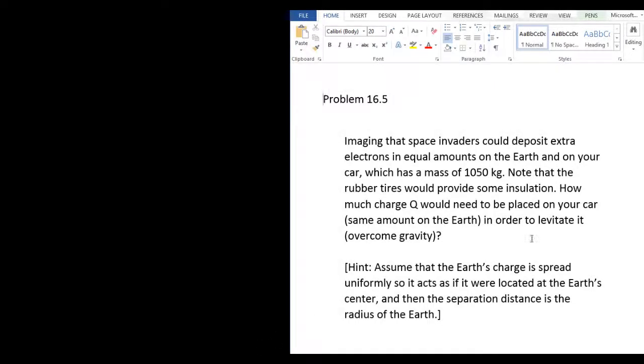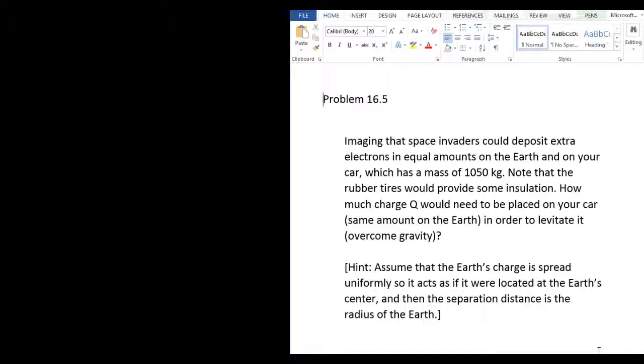Okay, chapter 16, problem number 5 asks, imagine that space invaders could deposit extra electrons in equal amounts on the Earth and on your car. Your car has a mass of 1,050 kilograms. Note that the rubber tires would provide some insulation. How much charge Q would need to be placed on your car, which is the same amount that we will place on the Earth, in order to levitate it, in other words, overcome gravity?